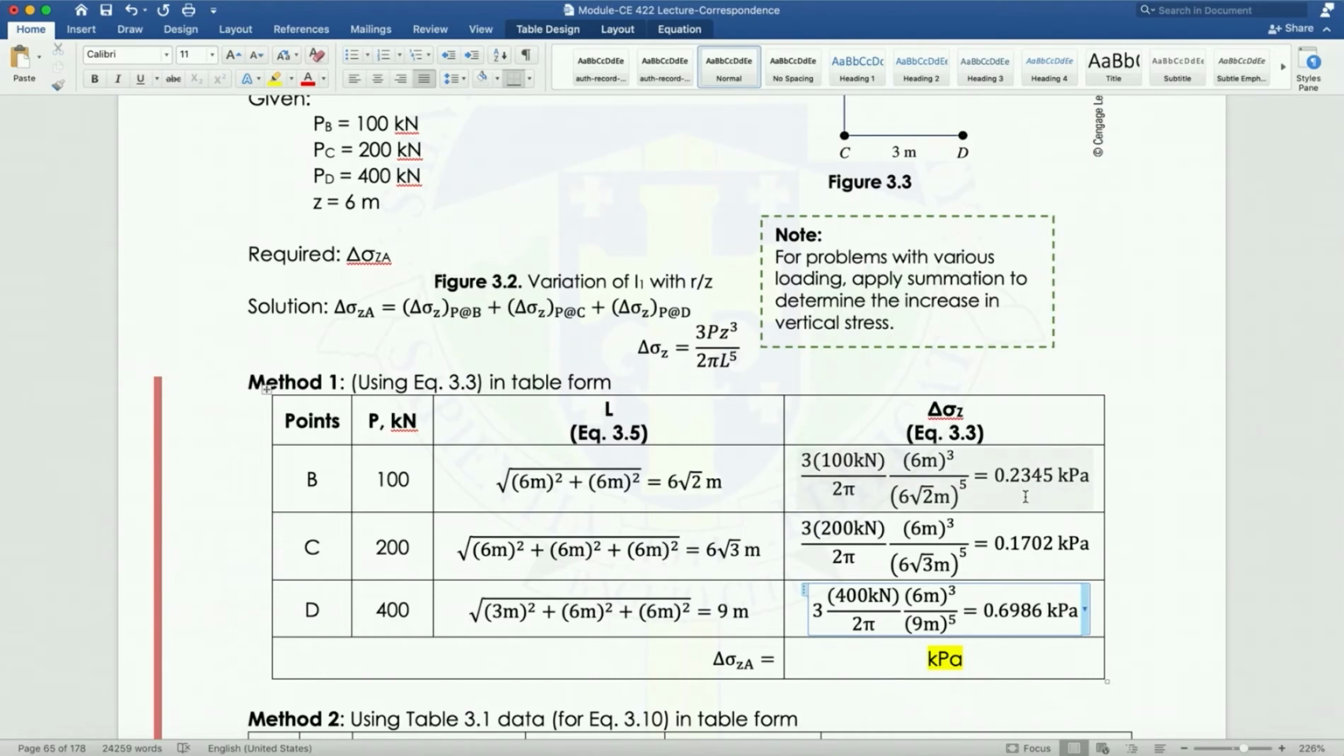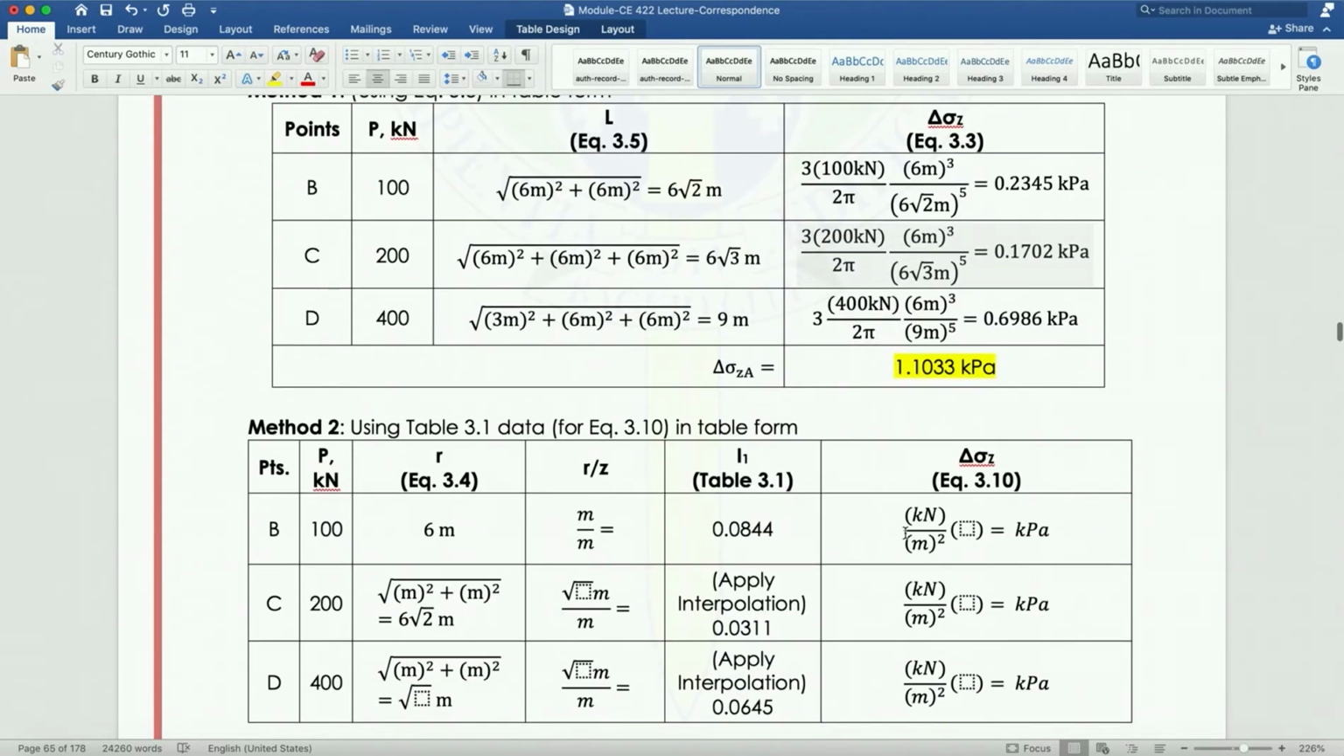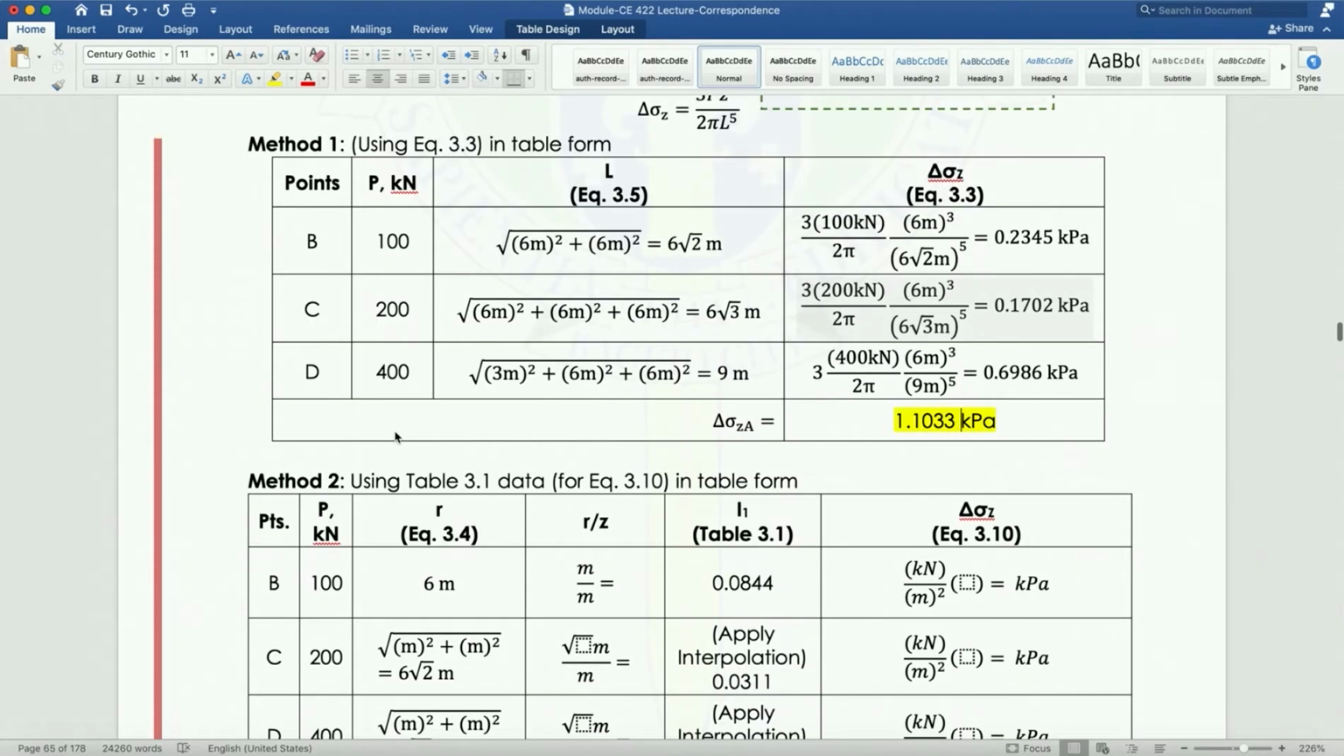Now, to get the delta z at point A, we simply get the summation of these 3. So, plus 0.1702 plus 0.2345. And the summation is equivalent to 1.1033 kilopascals. That is using the Boussinesq equation. Now, what if we are going to use our table here?